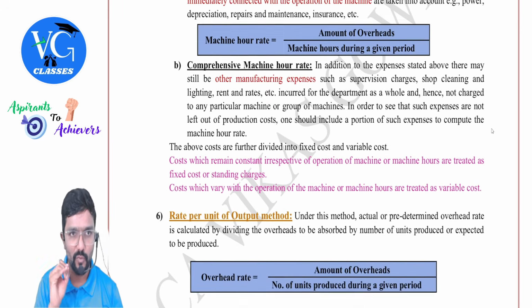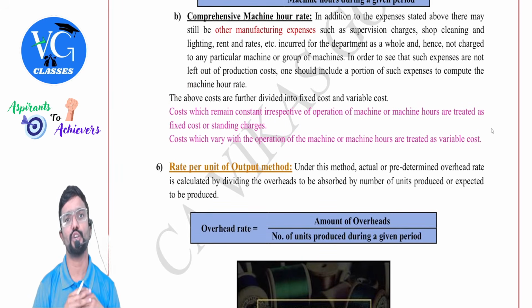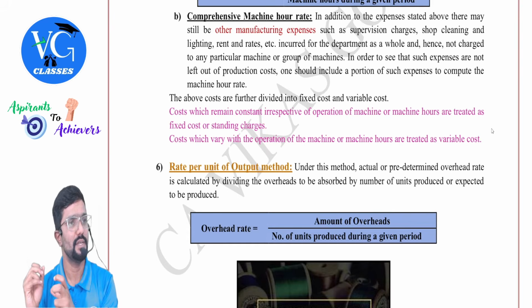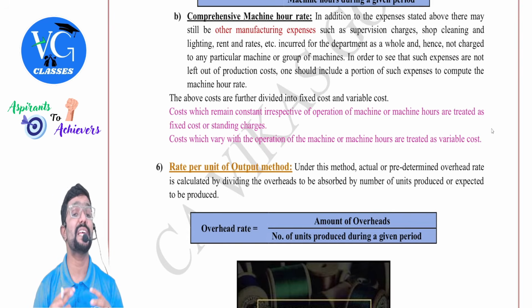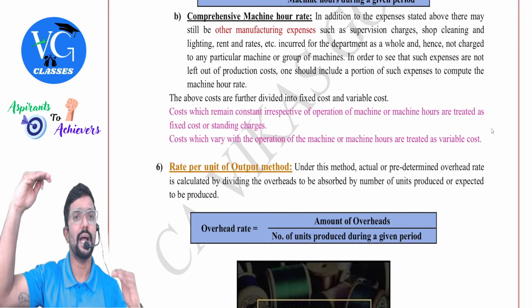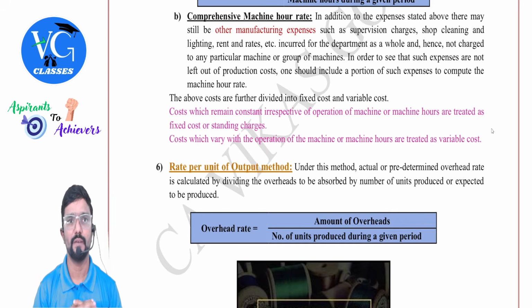But while doing this, one important thing, guys, is to differentiate variable cost and fixed cost. Variable cost is also called running charges or machine running cost, whereas fixed cost is also called standing charges. Sir, what is it? Simple. Variable cost or running charge means it varies with your machine hours. Higher the machine hours, higher would be this cost. Lower the machine hours, lower would be this cost. We call this running cost or variable cost.